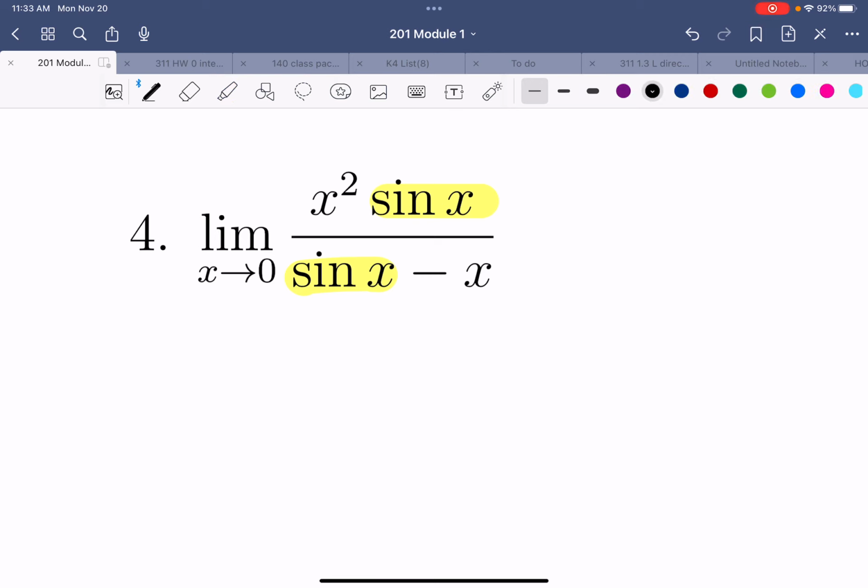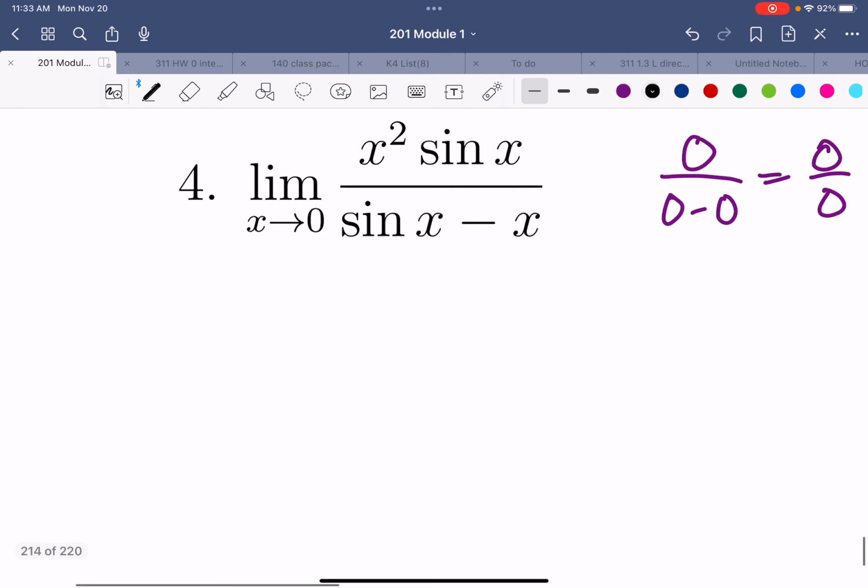So let's see. If we were to plug in 0, what happens? Well, the top is 0 because x is 0 and sine of x is 0. And on the bottom, you get 0 minus 0. So we definitely get 0 over 0. Okay, so we're going to go ahead and use L'Hopital's rule.